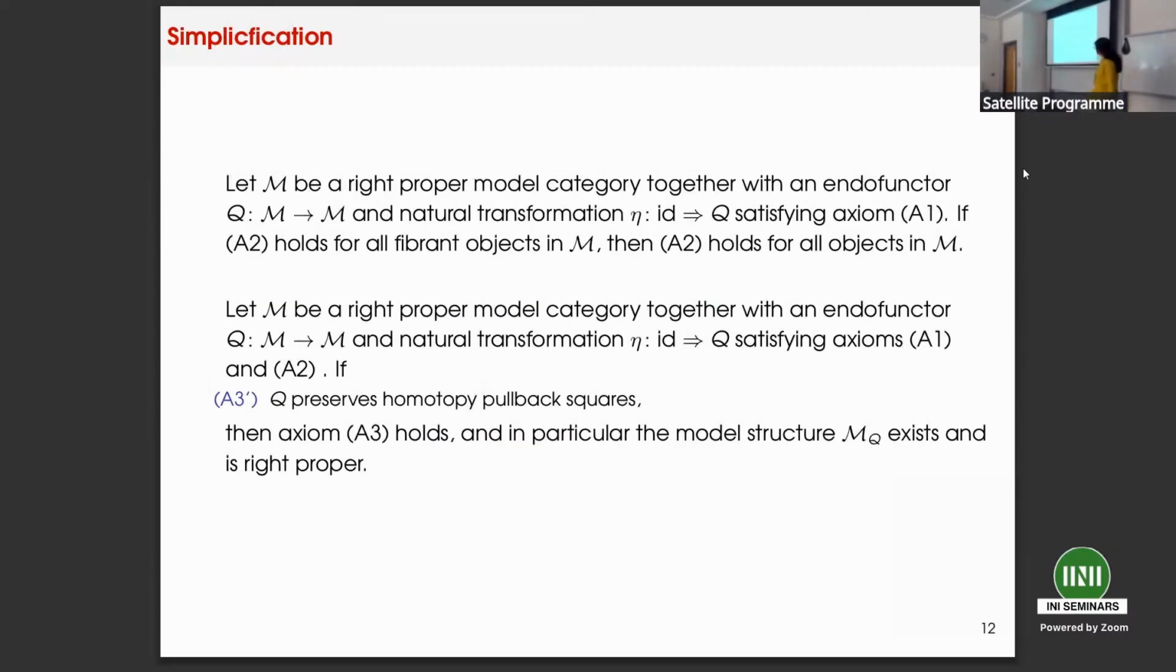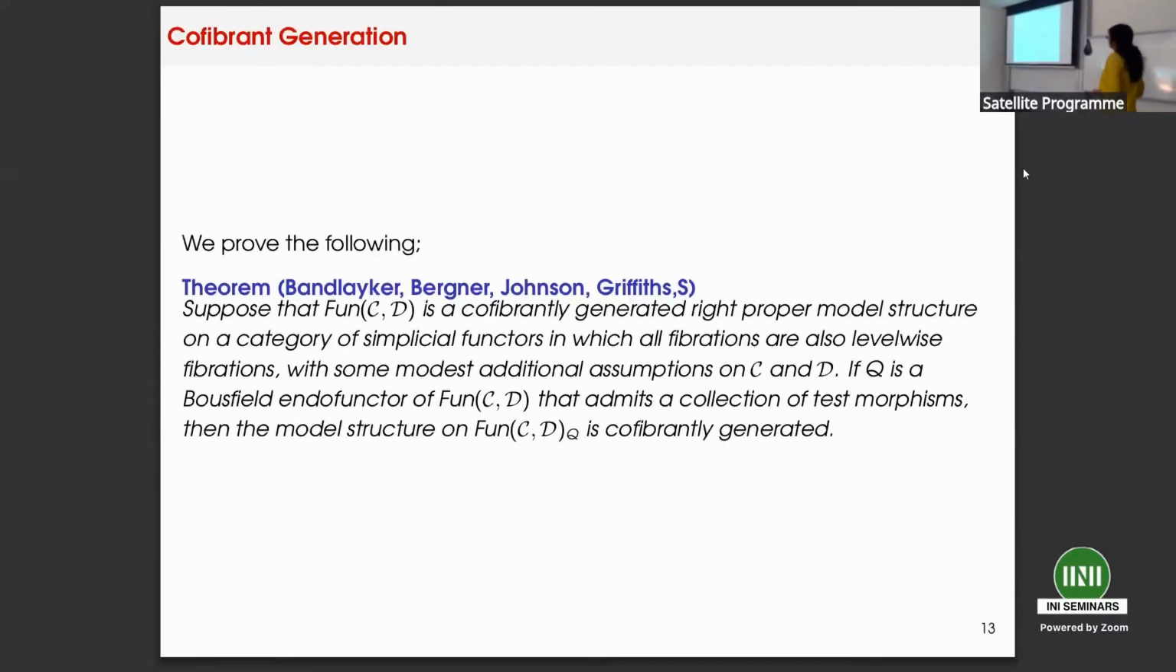But like I said, our main goal was to actually make sure that this is cofibrantly generated. So here's our theorem. We say that we could apply this, and there is this extra condition that if Q is a functor, Goodwillie-like, that means it satisfies axioms A1, A2, A3, and has this property that it admits a collection of test morphisms, which I'll say what it is in a minute. Then the model structure is going to be cofibrantly generated.